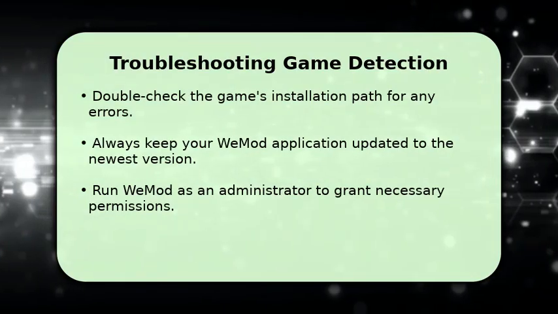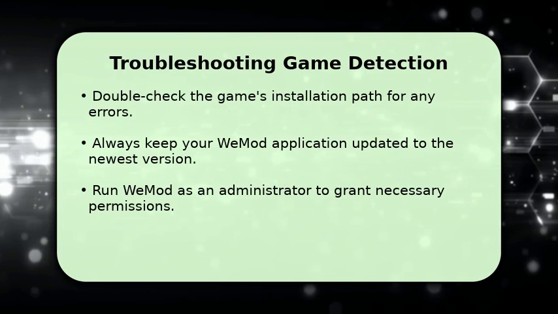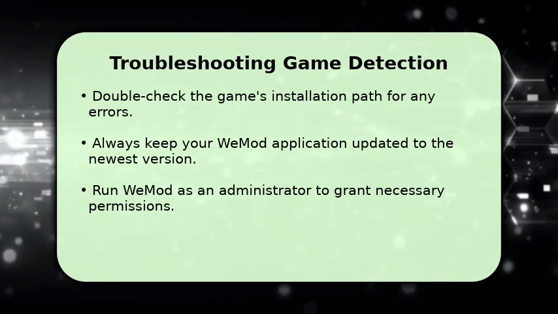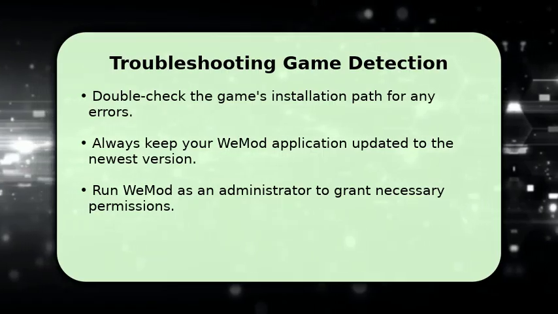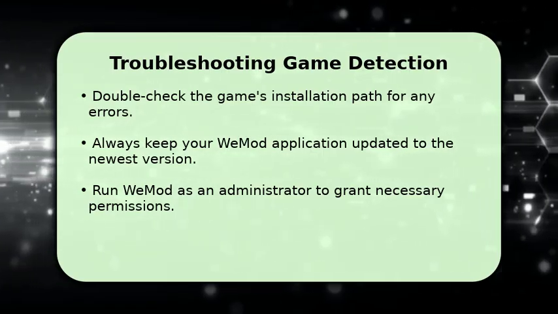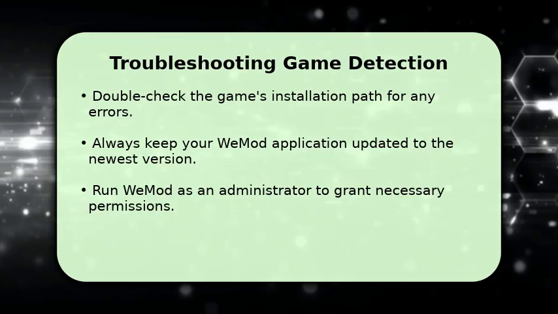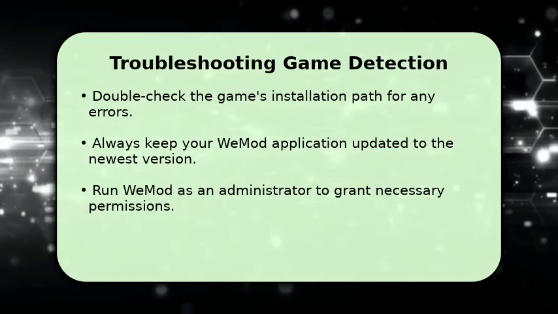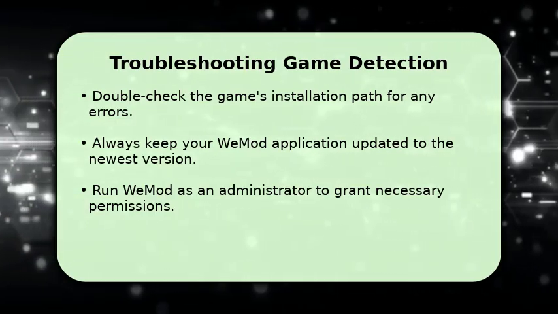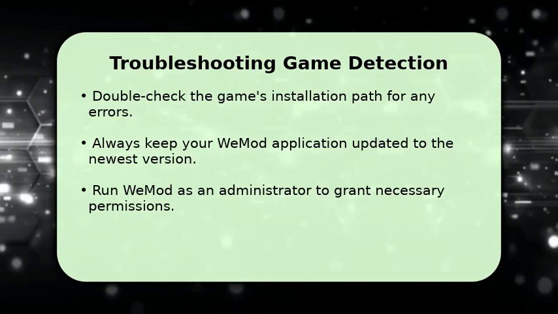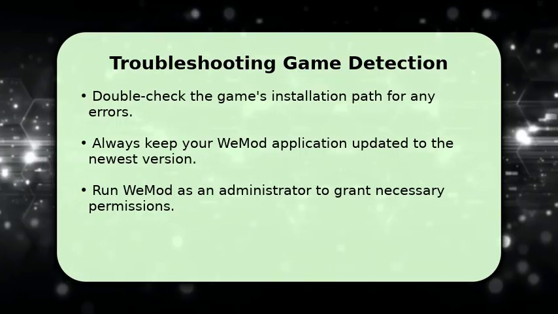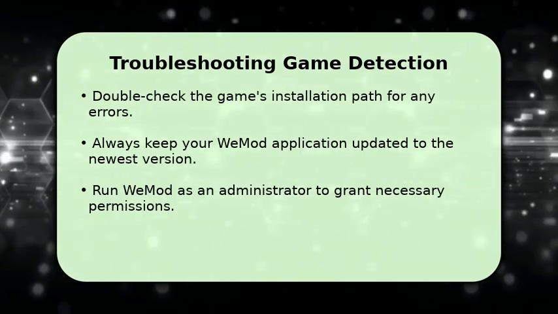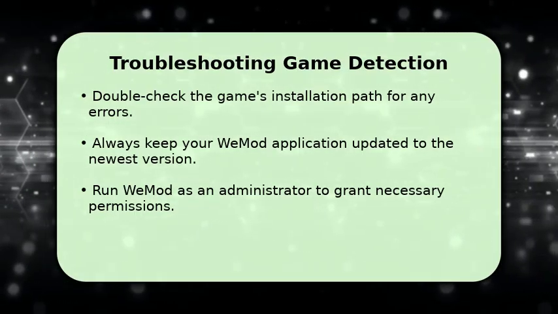If you're still having trouble getting a game to appear, there are a few troubleshooting steps you can take. First, verify that the installation path you selected for the game is absolutely correct. Second, ensure your Wemod application is updated to its latest version, as new updates often improve game detection. Finally, try running Wemod as an administrator. This can resolve permission issues that might prevent it from finding or interacting with your games.